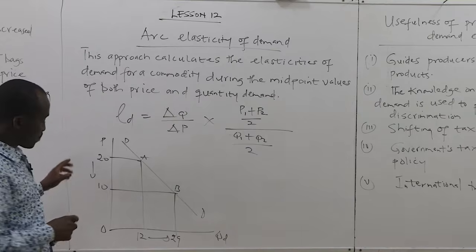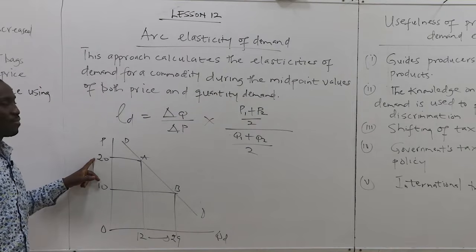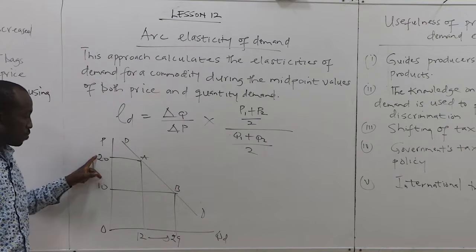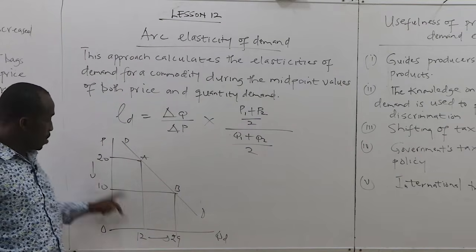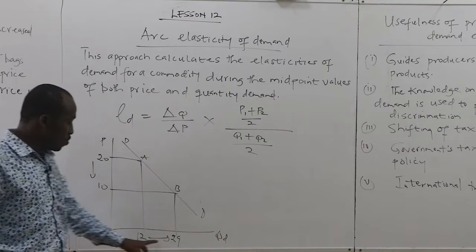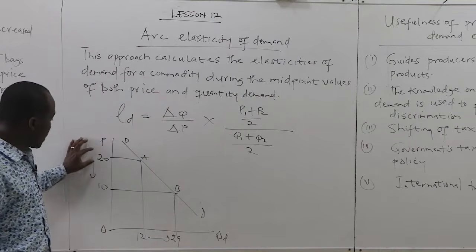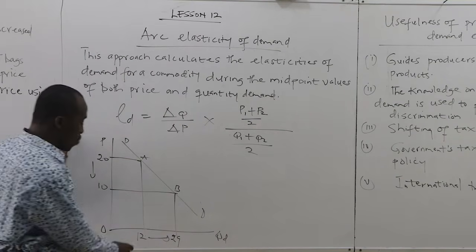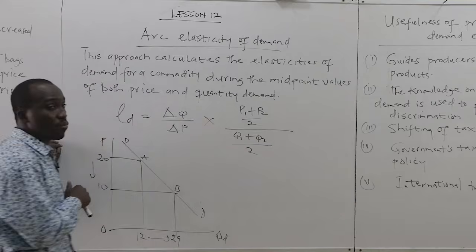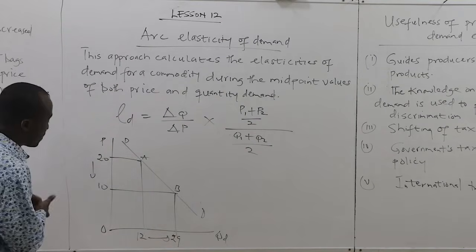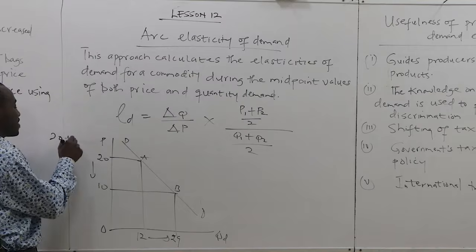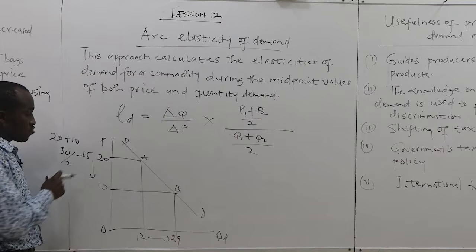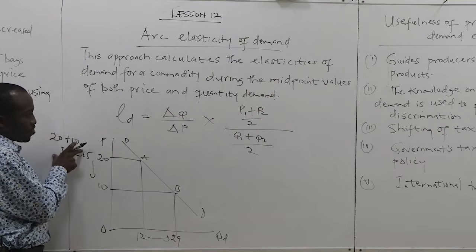Let's look at the midpoint we are talking about. Let's assume we have a product, the price was 20, the demand was 12. The price reduced to 10, the demand goes to 29. So this is the old price, this is the new price, this is the old quantity, this is the new quantity. If you are finding the midpoint, you add 20 plus 10, it gives you 30, you divide it by 2, you get 15. So here you use the average to do the estimation.